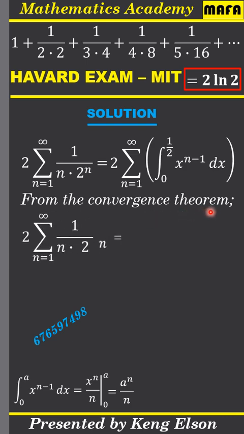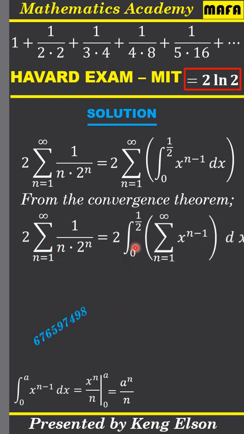So from that convergence theorem, this sum on the left hand side, which is our original sum, will just be equal to the integral of the sum. Remember, the sum of an integral becomes the integral of the sum. So we are going to have the integral from 0 to half of the sum from n equal to 1 to infinity of x to the n minus 1. Then when we get the sum, we have to integrate it with respect to x. That's why you see a dx here.